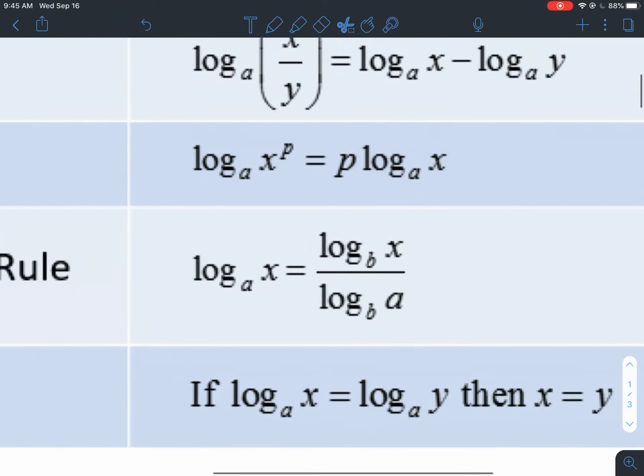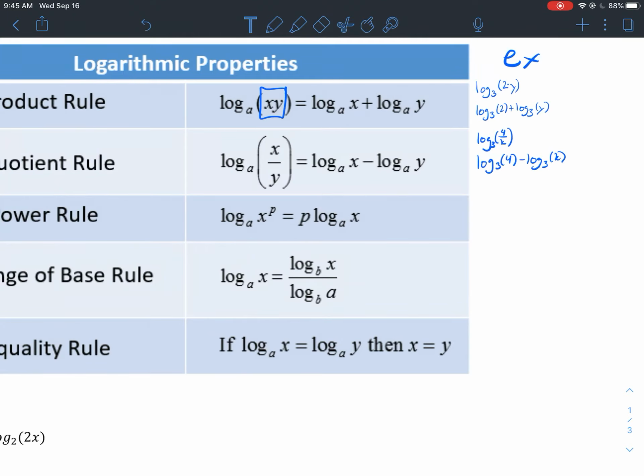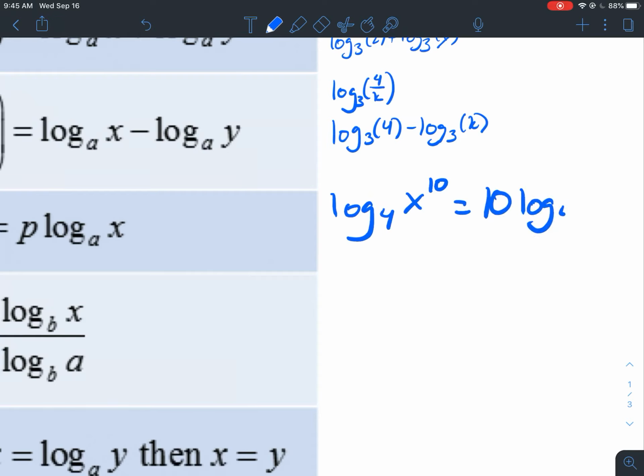Then we have what's called the power rule. When something's being raised to a power inside of the log, whatever that power is can come down in front, right? So if it was x to the power of p, you could bring that p out in front, it becomes p times log base a of x. An example of this would be if we had log base 4 of x to the power of 10, we could bring that power down in front and we get 10 log base 4 of x.